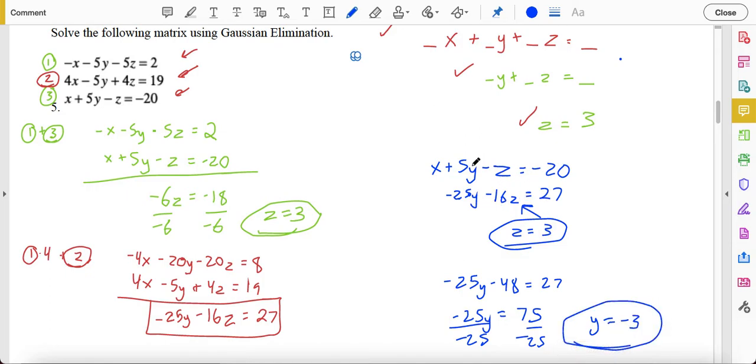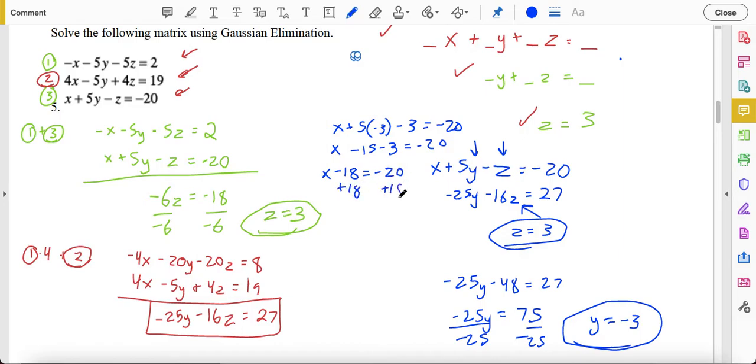And now I just plug these into the y and z of any one of those three equations, but I chose this one. So x plus 5 times negative 3 minus z, which is 3, equals negative 20. x minus 15 minus 3 equals negative 20. x minus 18 equals negative 20. Add 18 to each side. I get x equals negative 2.